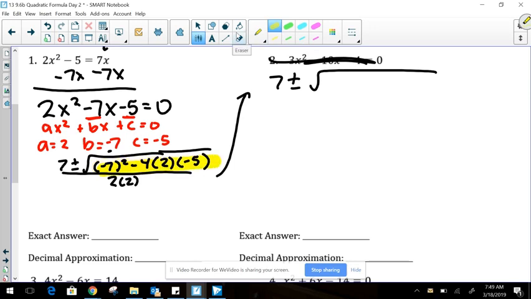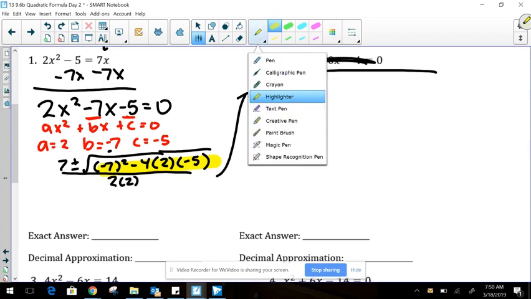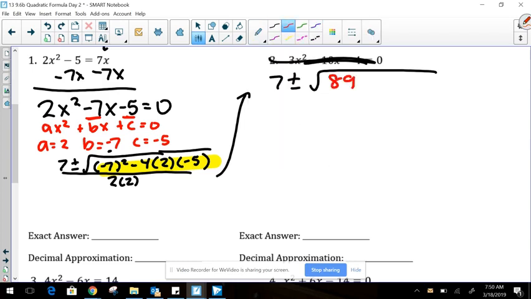When you type that in, you should get, let's see, 89 as your answer. So 7 plus or minus the square root of 89, all over 2 times 2, which is 4. Okay, now we need to check. Can I break down this square root of 89?